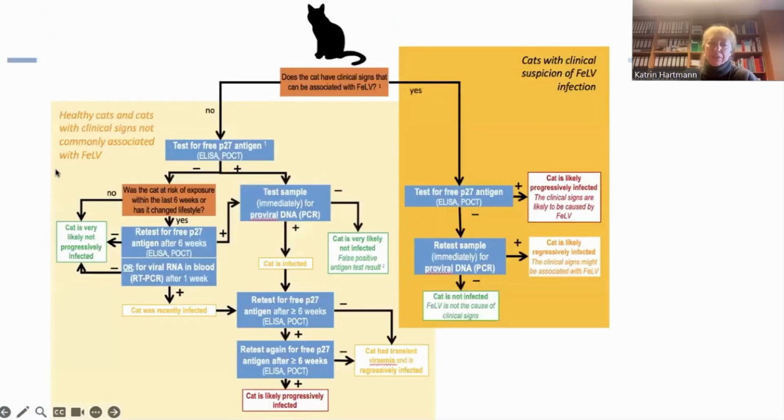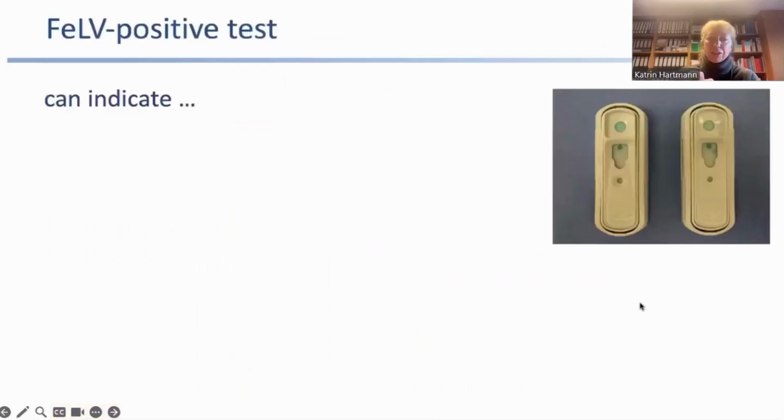true prevalence. If you want to know more about FIV diagnosis, I cannot go into detail now, but this is also a decision tree that we created from ABCD. It's online available. It's a diagnostic tool that you can download from our ABCD homepage to help you when you want to diagnose FIV infection and the different FIV infection types. But let's go back to the FIV positive antigen test.